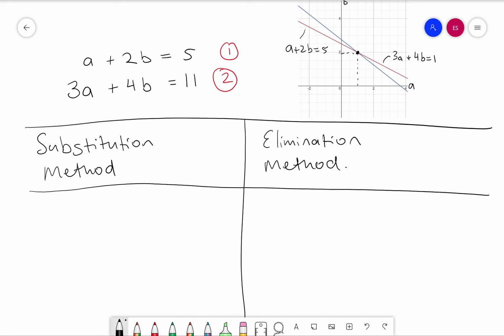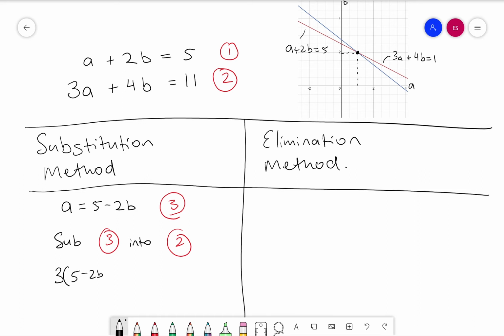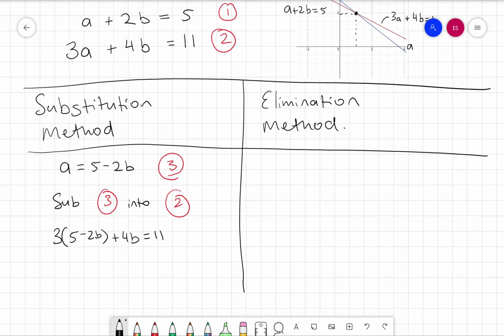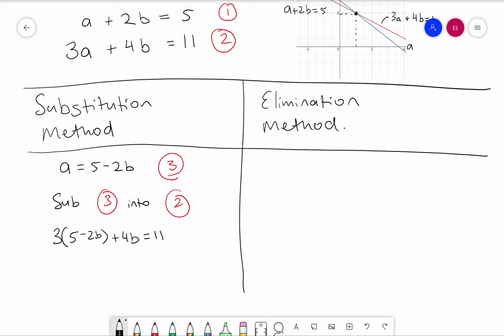So if we look at equation 1, what we can do is we can keep the a on the left-hand side, but take the 2b to the right-hand side. And then you can sub 3 into 2. So you replace the a with the 5 minus 2b from 3, and you've effectively gotten rid of the a. And now you've just got a linear equation with only one variable. So you just expand the brackets.